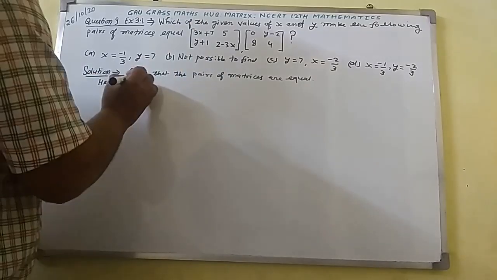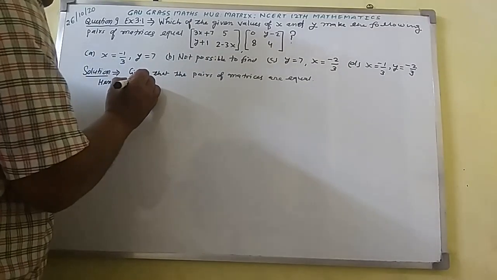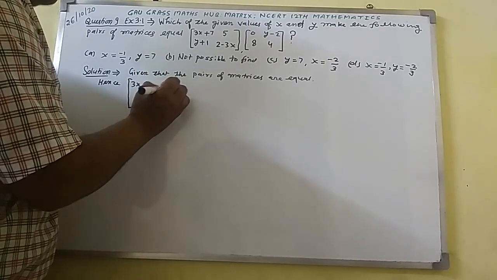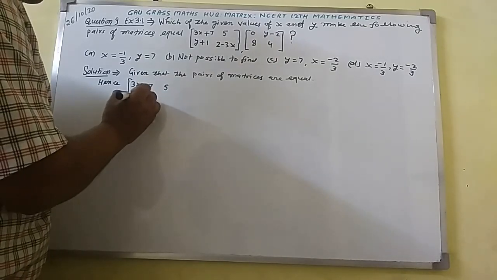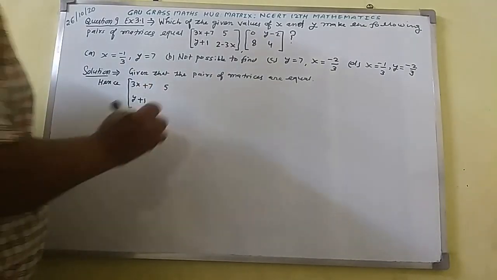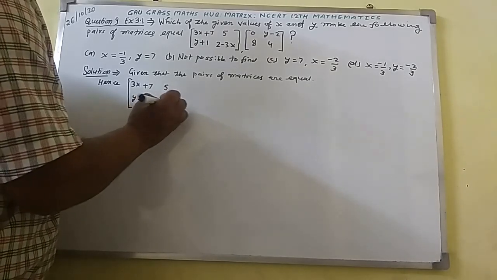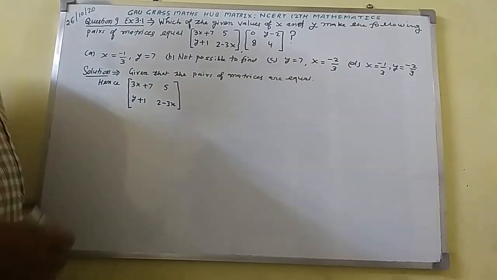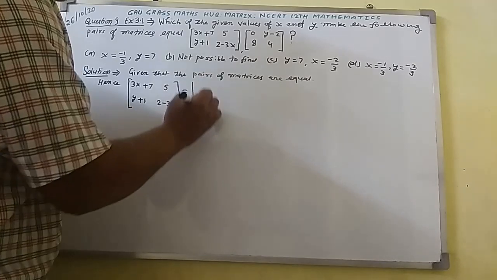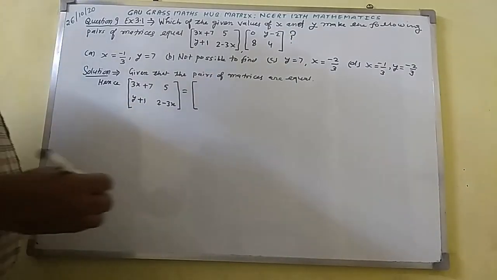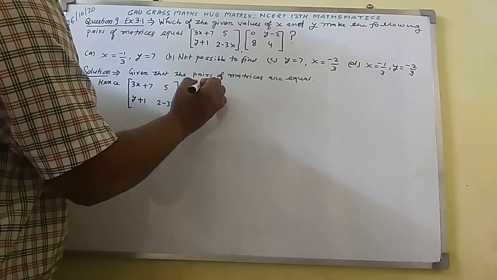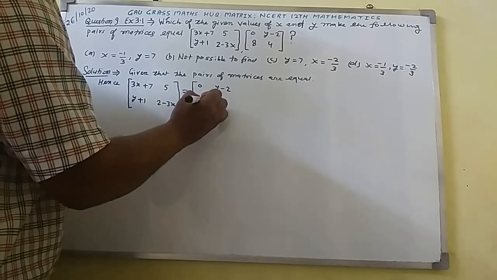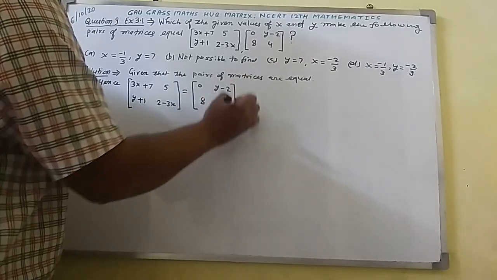This is the first matrix. So I shall write here first matrix 3x plus 7, second element 5, second row y plus 1, thereafter 2 minus 3x, closing of square bracket will be done like this, equal to opening of square bracket, it will be the elements of first row 0, y minus 2, the elements of second row 8, 4, closing of square bracket will be done like this.